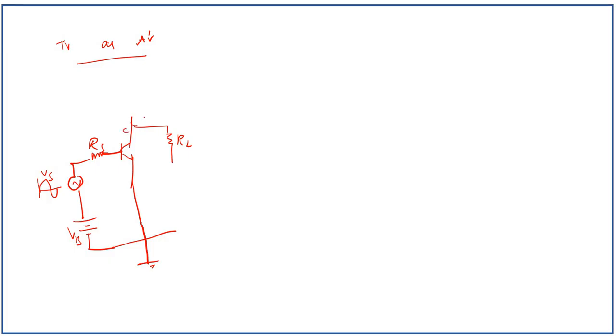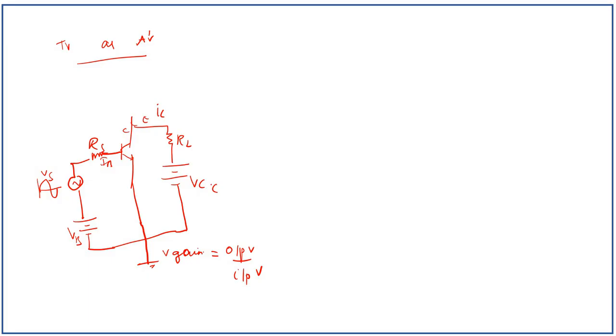So this is the collector. The collector current is IC, base current IB, and emitter current IE, and biasing in the output side is given. So the gain, voltage gain, is output voltage by input voltage. The output voltage should be higher than the input voltage to get sufficient gain.